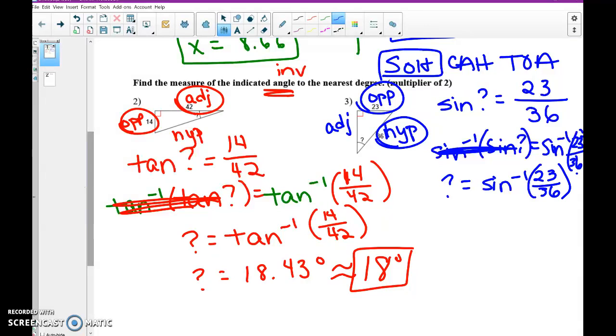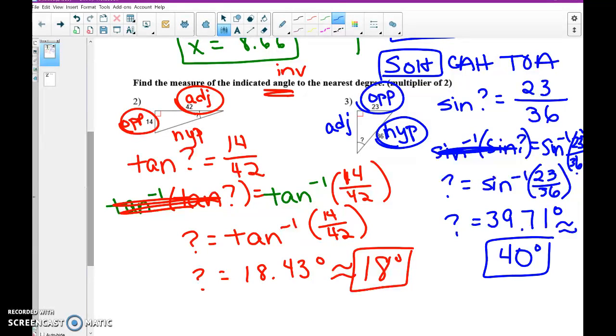Remember, you got to do this part first if you're using one of my calculators, then shift, then sine. No matter what, though, you should get 39.71 degrees, which then rounds up because it's 0.71. It's either going to stay at 39 or round up to 40, and it rounds up to 40 degrees. I'm rounding because it says round to the nearest degree. So if you truly follow directions, you put 18 and 40 as your answers. I didn't take off if you didn't, though.